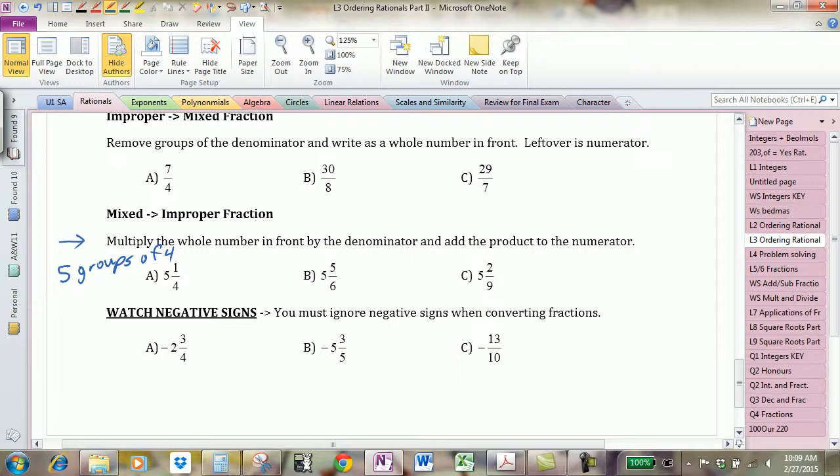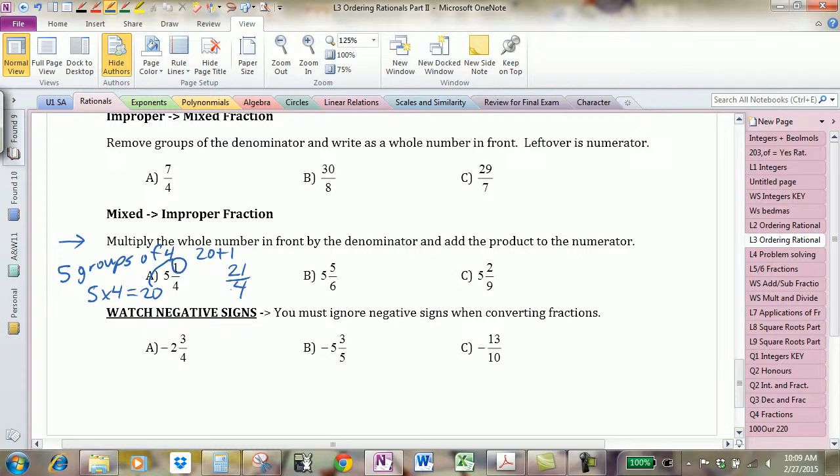So to figure out the value of that, it's a multiplication. 5 times 4, which equals 20. And then we can combine the 20 with the 1. Sorry, 20 plus the 1. So then we have a total of 21 over 4.